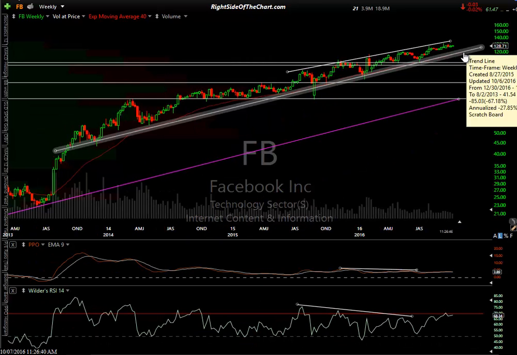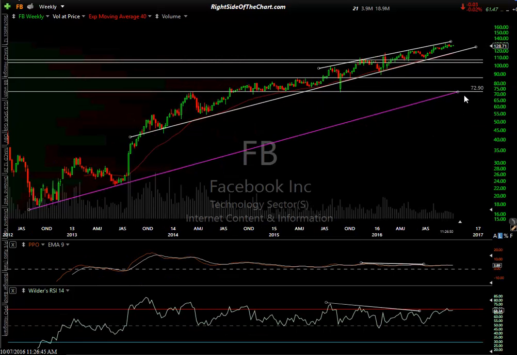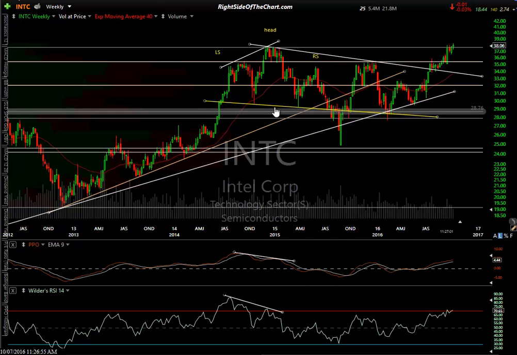You want to see this one go, and these are all support levels along the way. And then ultimately, I think this is a trend line that will probably come into play at some point in the future. So we can extend that one out. But again, these are stocks that at this point in time, I don't have any desire to trade.